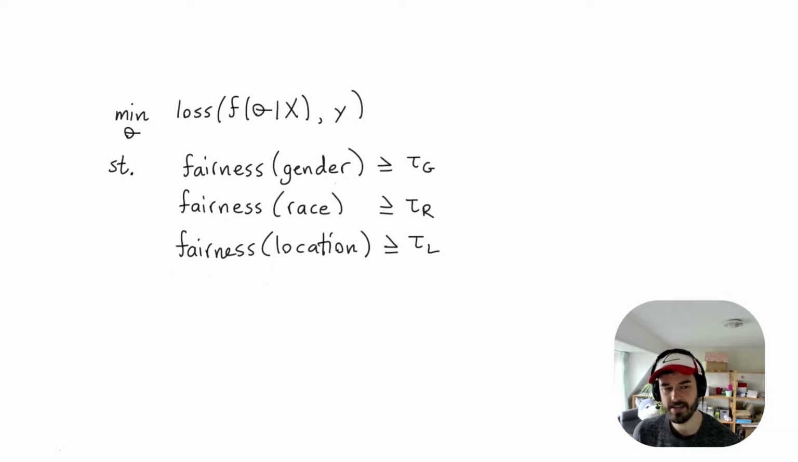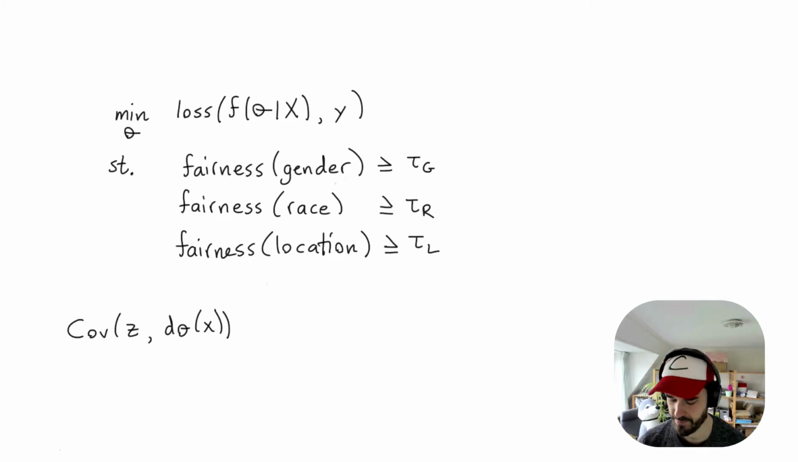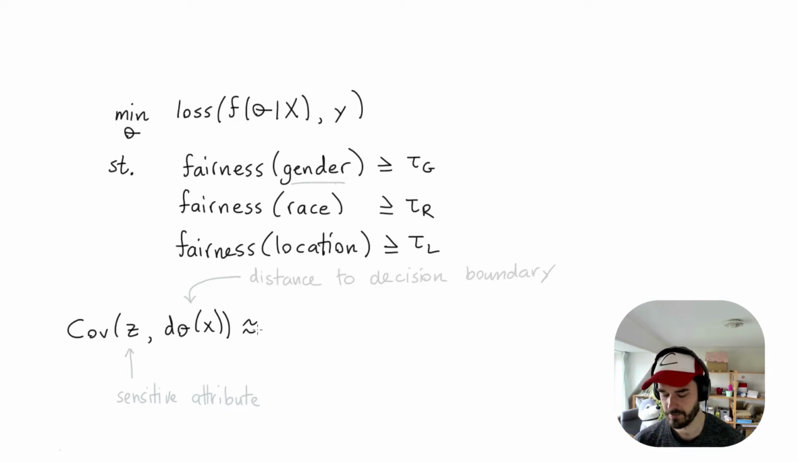And here's the main idea behind the mechanism. What you can do is calculate the covariance between a sensitive attribute and the distance to a decision boundary. So just for emphasis, Z here represents a sensitive attribute, and that could be, for example, gender, right? That's a sensitive attribute. That's a column in your data set that we would like to be fair against. And what we're going to do is compare that against the distance to the decision boundary. And the paper says, well, we can approximate that.